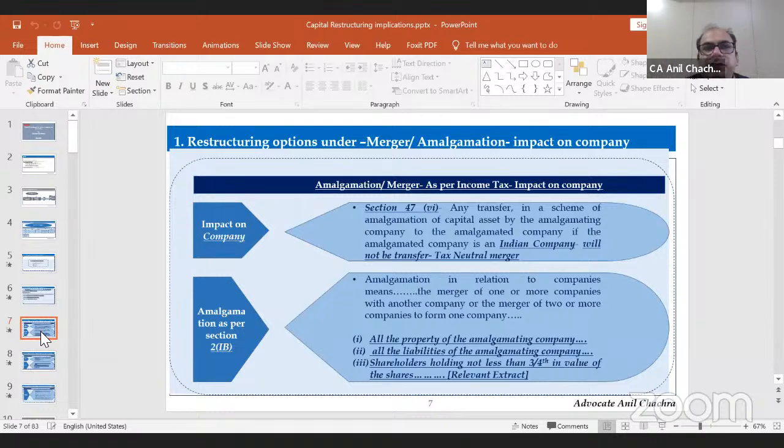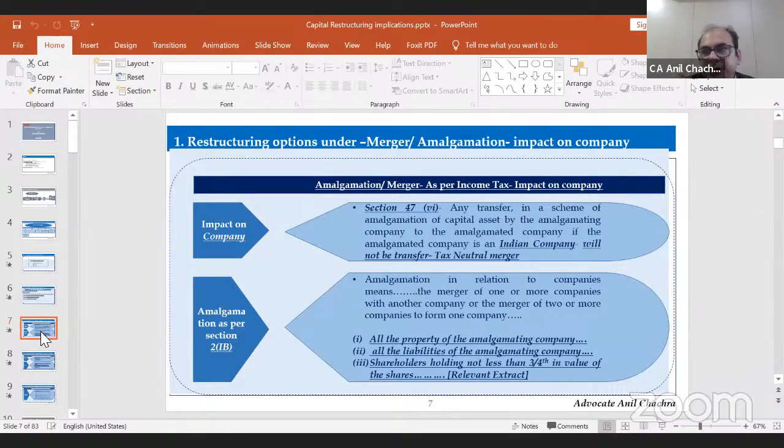So for this amalgamation definition, which has been defined under Section 2 clause 1B, amalgamation is an exhaustive definition, which means merger of one company with another company to form another company. The condition is that all the property of the amalgamating company, meaning the transferor company, becomes the property of the transferee company, meaning the amalgamated company. So the transferor company is the amalgamating company, and the transferee company is the amalgamated company. All the liabilities of the amalgamating company become the liabilities of the amalgamated company, meaning the transferee company. Now the third one, which is a very crucial one, is that shareholders holding not less than 3/4 in value of the shares become the shareholders of the amalgamated company.